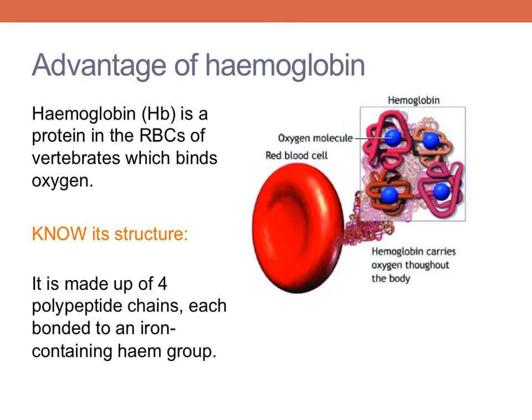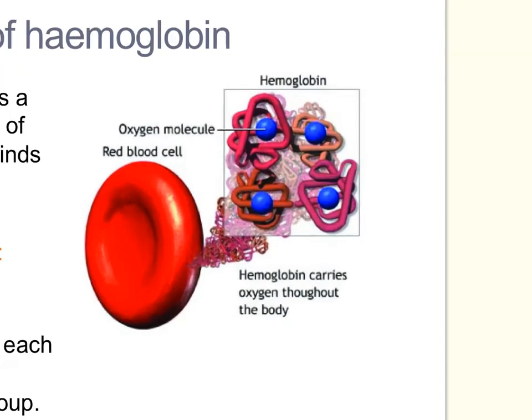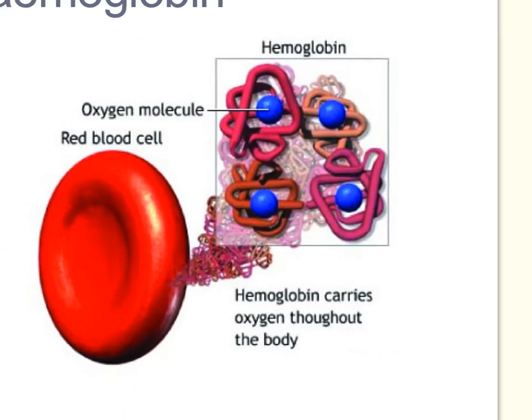So hemoglobin is an amazing protein that is found in the blood of vertebrates. It's carried by the red blood cells and it is very good at binding oxygen. Now, in order to understand the advantage of hemoglobin, you need to know its structure. So let's have a close look at that and understand it.